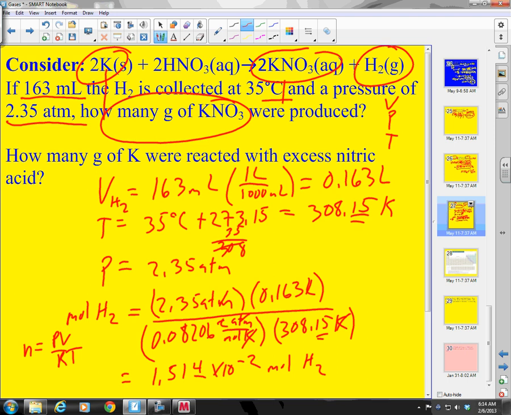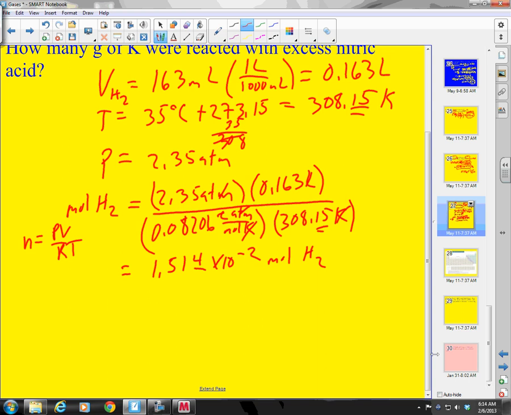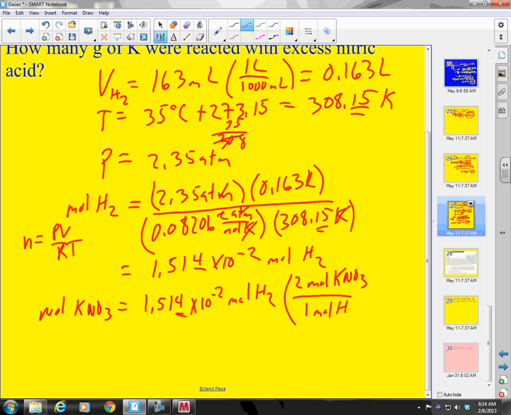So I need to go from moles of hydrogen to moles of KNO3. And how am I going to do that? Mole ratio. I have 1 mole of hydrogen to 2 moles of KNO3, right? So let's come over here. We're going to get moles of potassium nitrate. That's equal to 1.514 times 10 to the minus 2 moles of hydrogen times 2 moles of potassium nitrate per 1 mole of hydrogen.